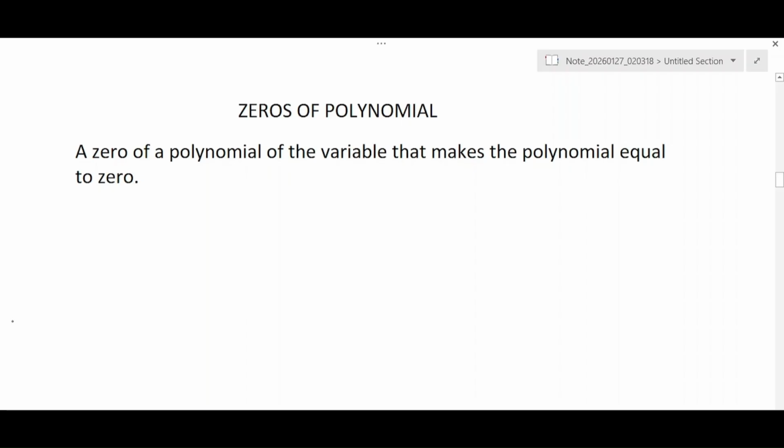We shall see about the zeros of the polynomial. Zeros of the polynomial of a variable make that polynomial equal to 0. Let's take p of x is equal to x squared minus 5x plus 6. So I will take minus 5 here and I will take 6 on the other side.